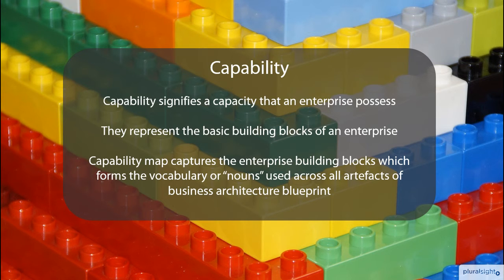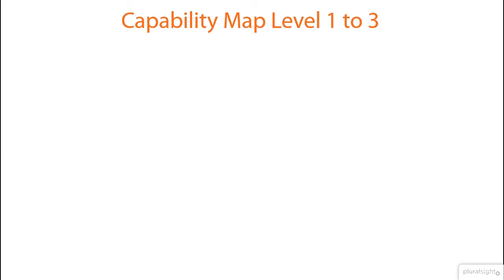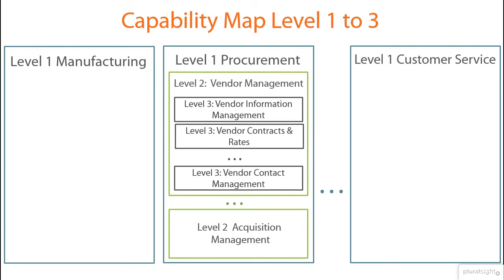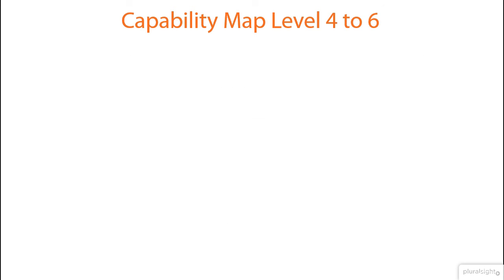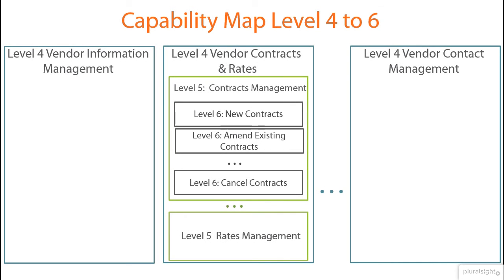The capability map is usually represented in multiple levels ranging from level 1 to level 6. Level 1 to level 3 represent higher level abstractions of capabilities and hence are appropriate to be used in the context of strategy formulation and strategy planning. However, level 4 to level 6 are more granular and hence are used for detailed business to IT alignment mapping exercises.